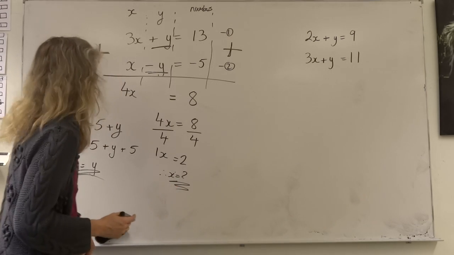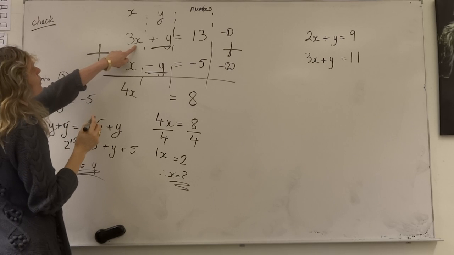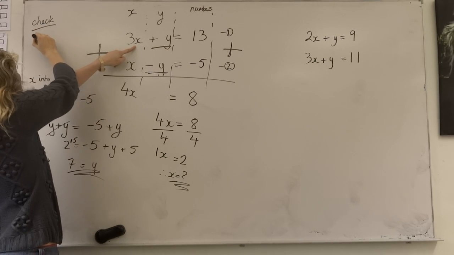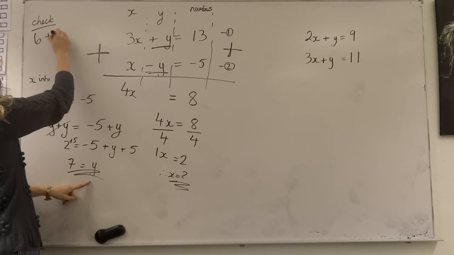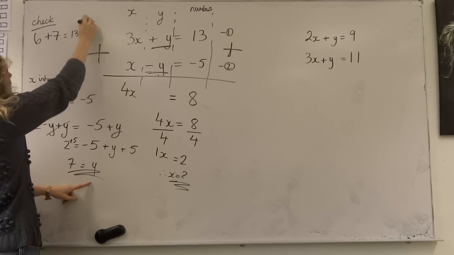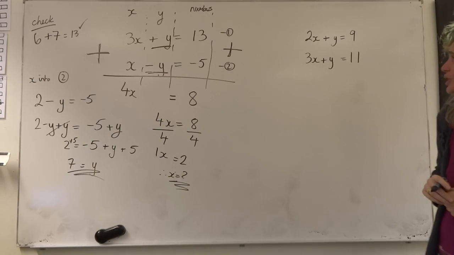Let's check that we've got it right by putting it into our other equation. 2 times 3 would be 6, plus 7, we know that y is 7 now. 6 plus 7 equals 13. Yes, it does. So we're right. So we always have the check afterwards.